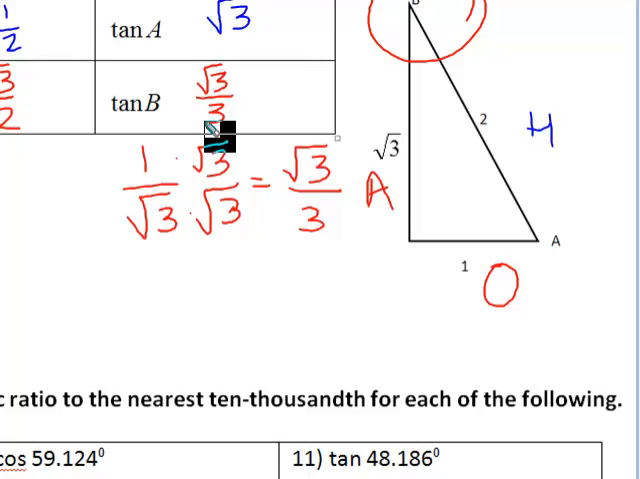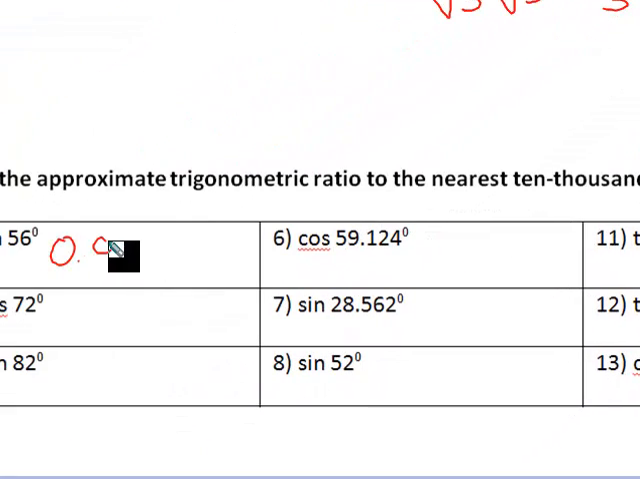So we want to go to the nearest 10,000th. So 10,000th is how many decimal places? Yeah, it's 4. 10th, 100th, 1000th, 10,000th. So 4. So sine of 56, go ahead and put that in and tell me what you get to the nearest 4 decimal places. Everybody able to get that?